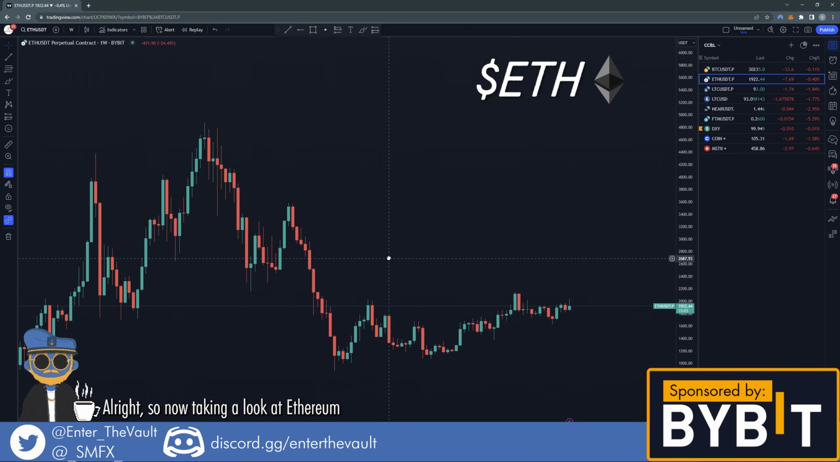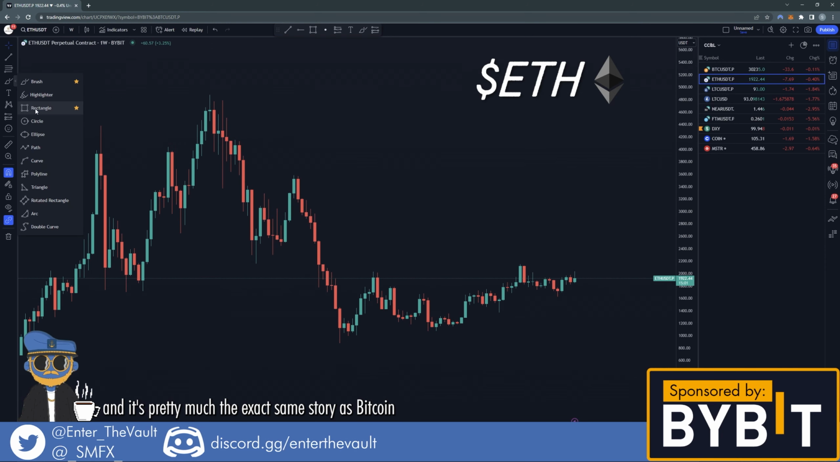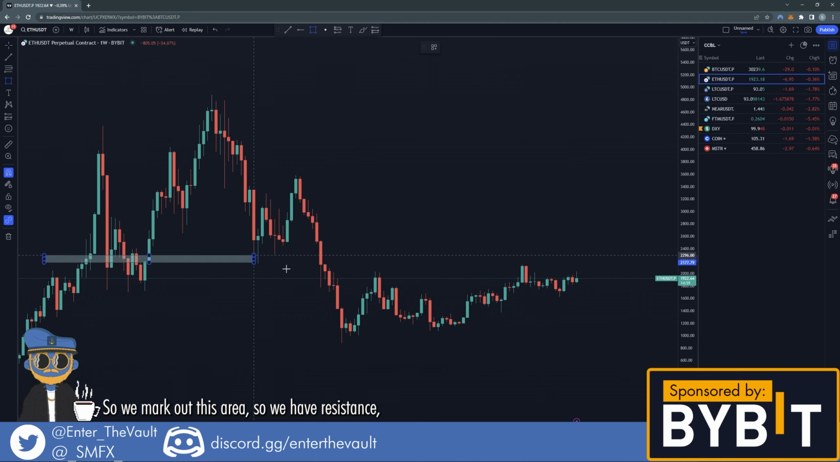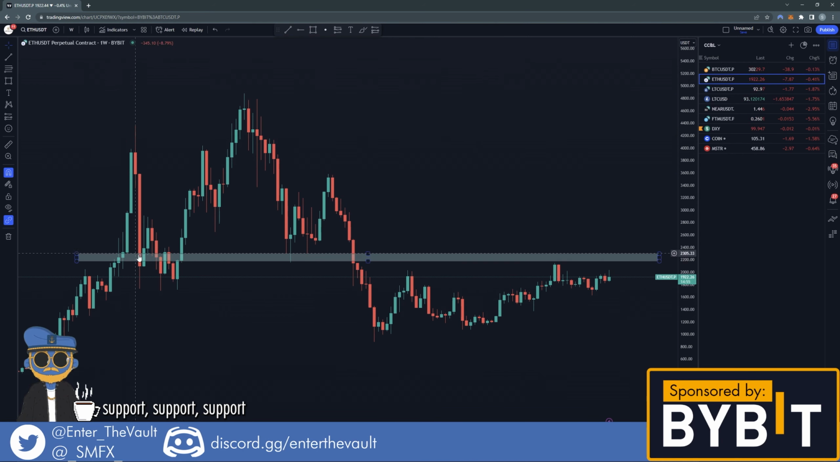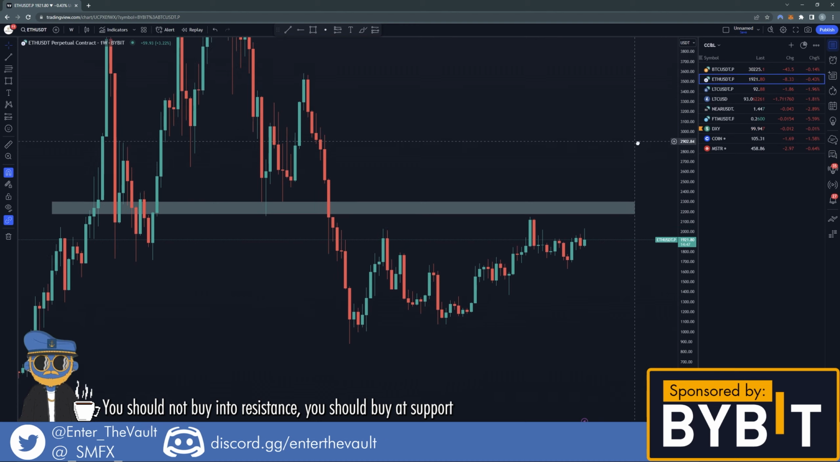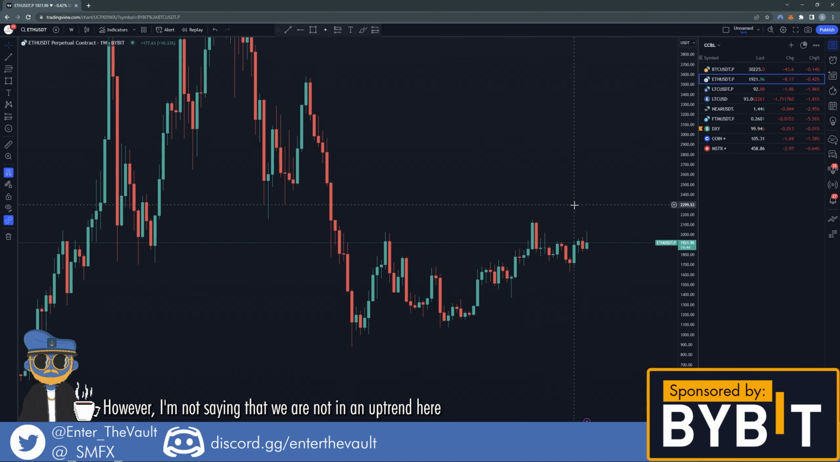Alright, so now taking a look at Ethereum, and it's pretty much the exact same story as Bitcoin. So we mark out this area, so we have resistance, support, and then we break below. So this area is now resistance. So very basic concept. You should not buy into resistance, you should buy at support. However, I'm not saying that we are not in an uptrend here.